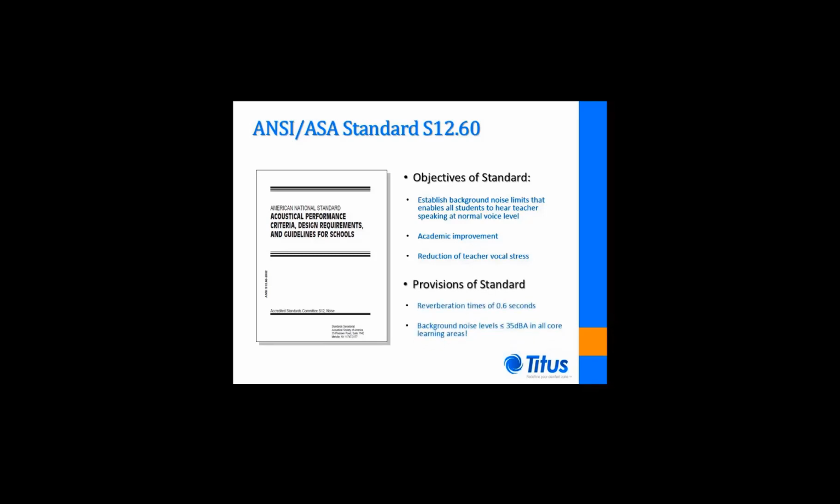The standard calls for a background noise level that does not exceed 35 dBA. This equates to a sound pressure level of NC 27 in all of the core learning areas. This has a significant impact on HVAC equipment selection and placement in and in the proximity of the classroom. The standard also limits the reverberation times within the classroom to 0.6 seconds or less.